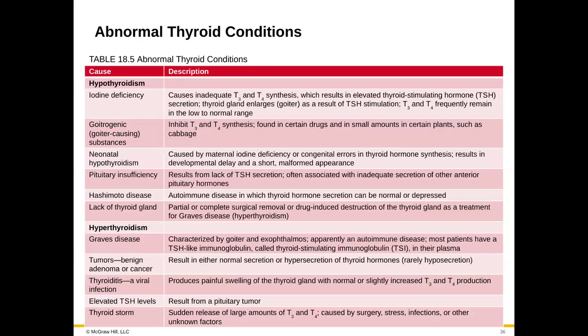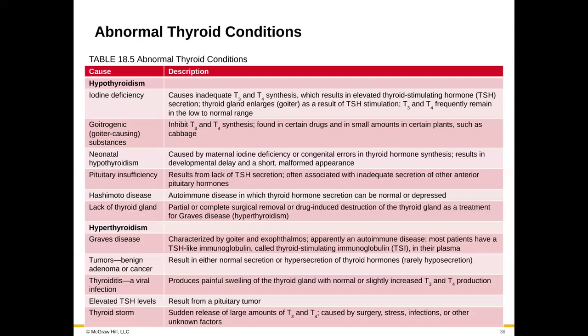And then hyperthyroidism: Graves' disease, we're going to get into Graves' disease a lot. Tumors, we can have different tumors that are benign, or it can be an adenoma, and this can cause an excess secretion of thyroid hormone. Thyroiditis, so an infection of the thyroid itself, whether this is viral or, less likely, a bacterial infection. You can have elevated TSH levels. This can be a cause of an anterior pituitary tumor. So an anterior pituitary adenoma could cause hypersecretion of thyroid hormone.